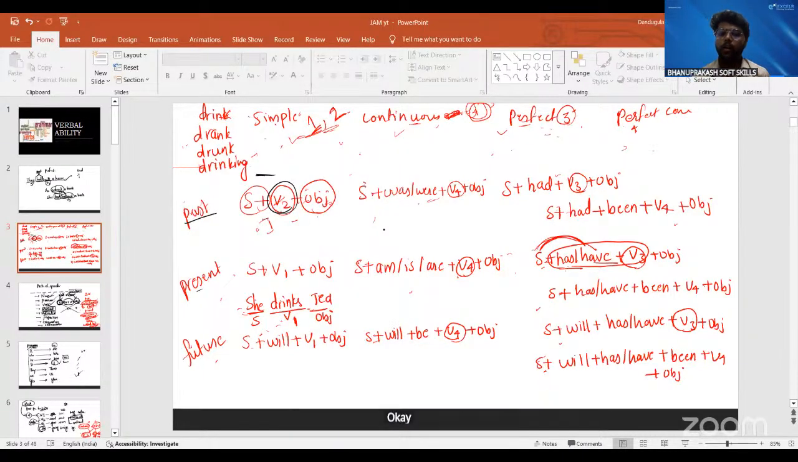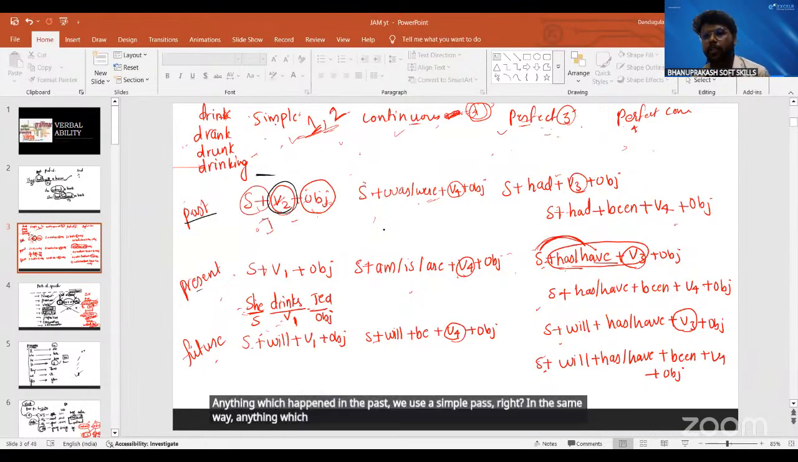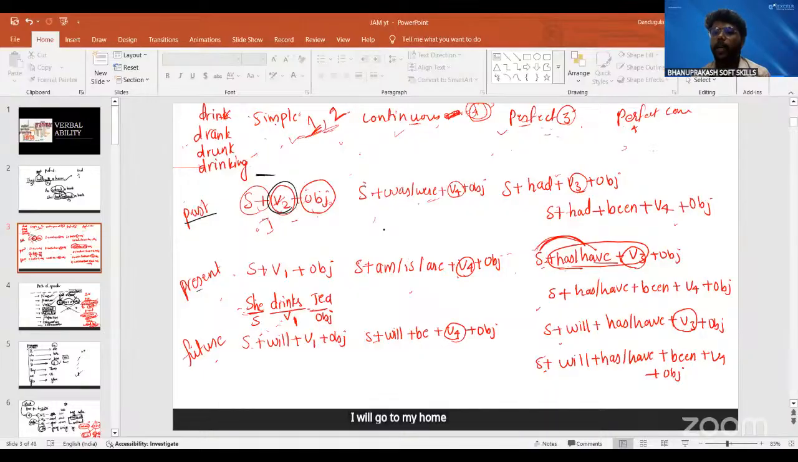Okay. Now coming to the simple future. When should we use simple future? It is vice versa to simple past. Anything which happened in the past, we use simple past, right? In the same way, anything which is going to happen in future, we use simple future. I will go to my home. I will go to my home is a simple future.